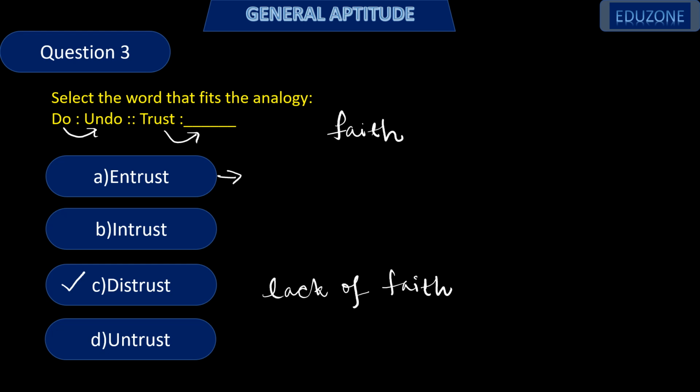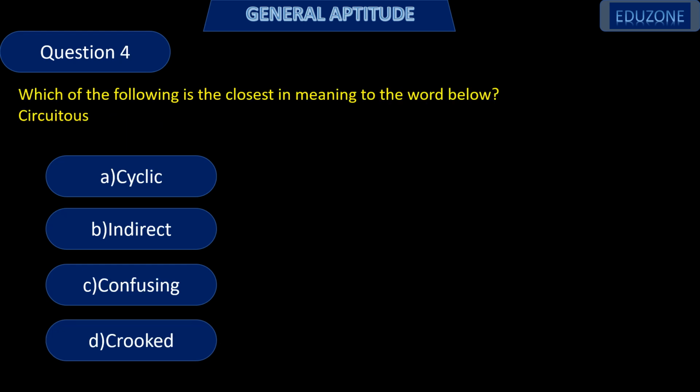Now entrust means to assign the responsibility of someone or something to another person. That is, she entrusted her son to the care of her parents while she was away, assigning the responsibility of her son to her parents. Now interest is also similar to entrust, but this word is not commonly used. Now untrust is also lack of faith, similar to distrust, but this word is also not commonly used. So the opposite of trust is distrust.